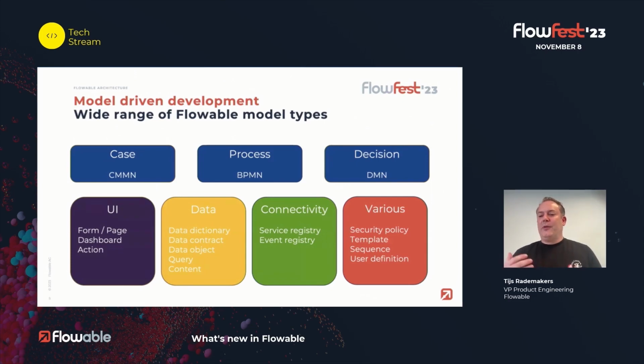And then we have quite a lot of additional model types like security policy. There you can define who has access to what, who can edit a task, who can complete a task, who can work with a process. So you can define pretty fine-grained which roles have access to what. And then we have additional model types as well. So for Flowable, it's CMMN, BPMN, DMN as a starting point, but we add a lot of additional model types on top of it. So it's really a model-driven development platform.